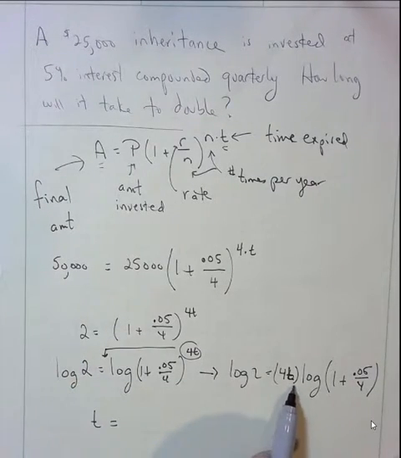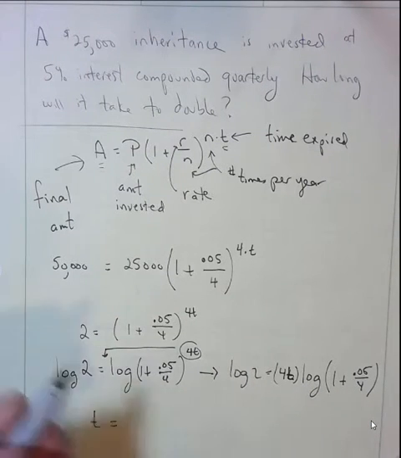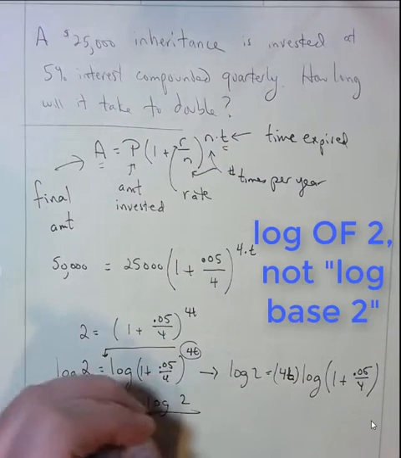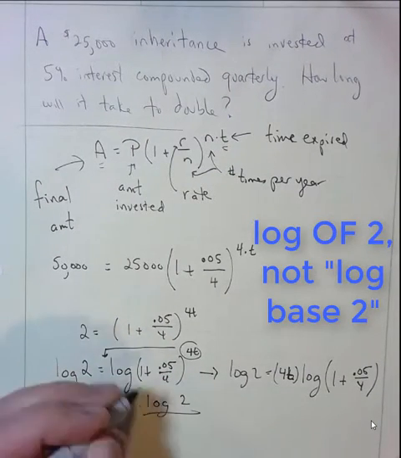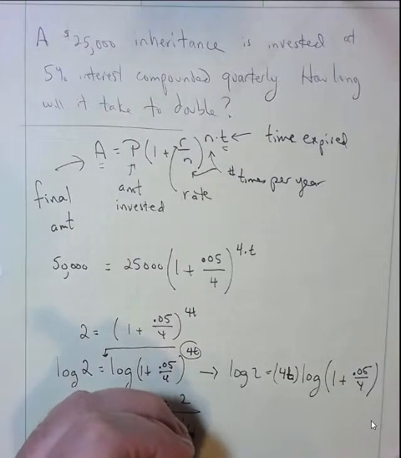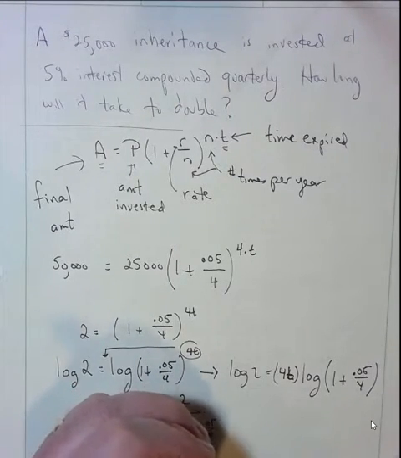And now I'm going to solve for t, and I'm going to do it in one fell swoop. To isolate the t, I've got to divide both sides by 4, and I have to divide both sides by this logarithm here. Now, this is just a number. It's written as a messy number right now, but who cares? It's just a number. And so I have my log of 2 from the left-hand side, and now I'm going to divide by 4 and by the log of 1 plus 0.05 over 4.